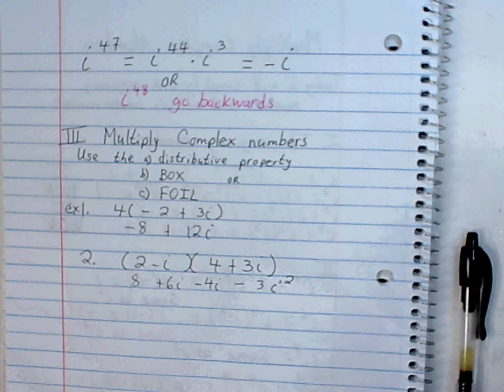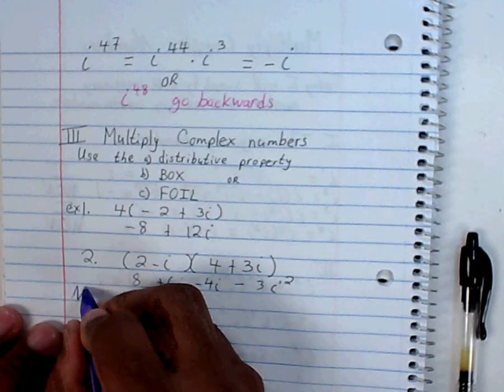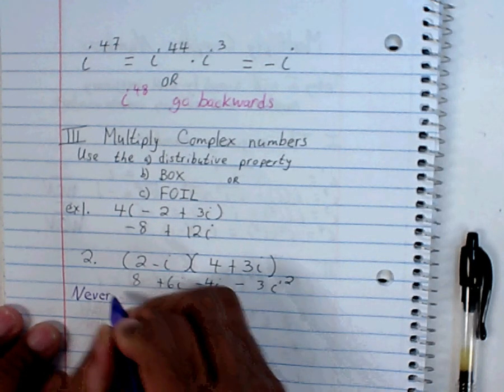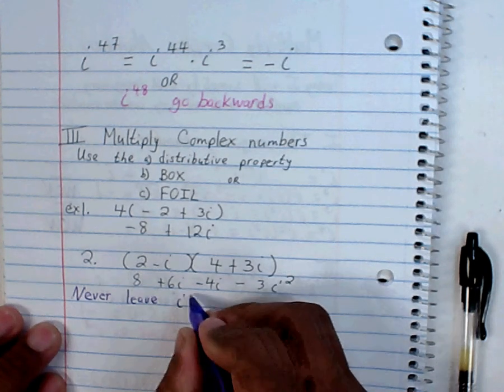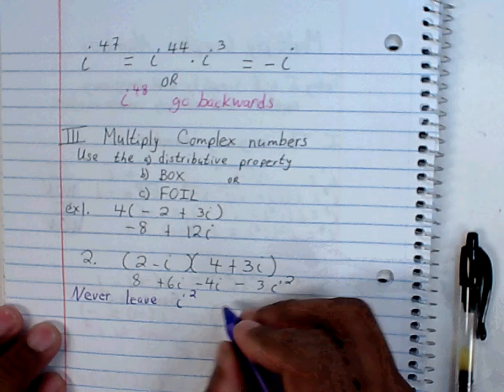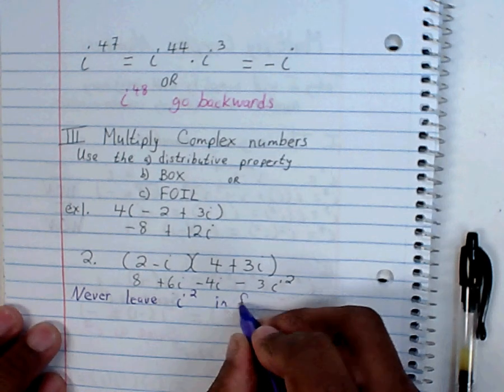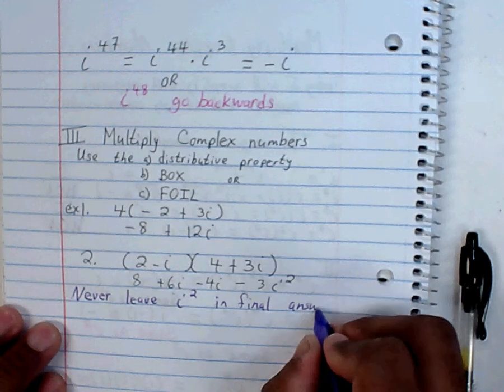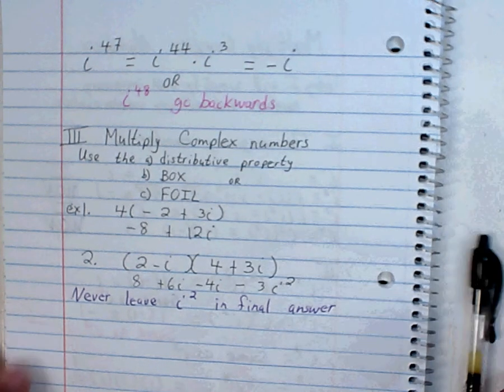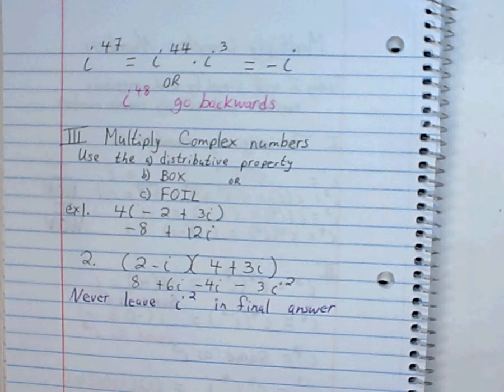Now, a big key here is we are never going to leave an i squared, or anything greater than i squared, in your final answer. So we have to simplify i squared, which brings us back to our little pattern. We know that i squared is negative 1.